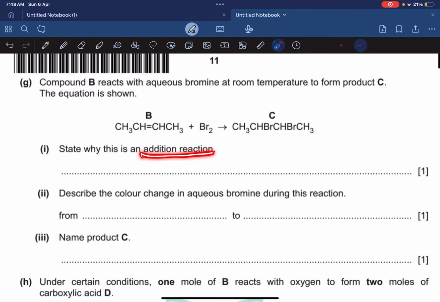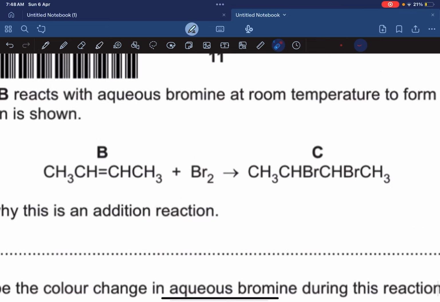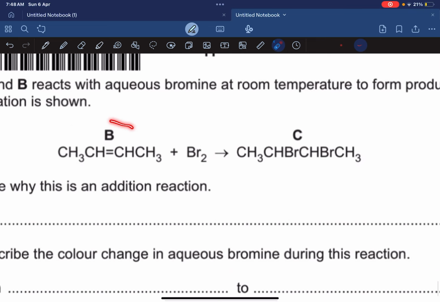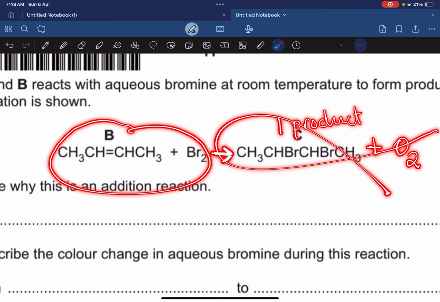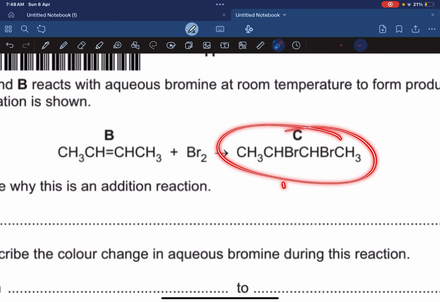State why this reaction is an addition reaction. अच्छा, now to identify that a reaction is an addition reaction, देखें, after this equals to sign you always have one product. अगर यहाँ पे इसके साथ प्लस कुछ और लिखा होता, फॉर एग्जाम्पल प्लस O2 लिखा होता, तो ये एक एडिशन रिएक्शन नहीं होता, बिकॉज यहाँ पे 2 प्रोडक्ट्स हैं, ये 1 प्रोडक्ट, ये 2 प्रोडक्ट. दिस इज एन एडिशन रिएक्शन बिकॉज you are only forming 1 product.